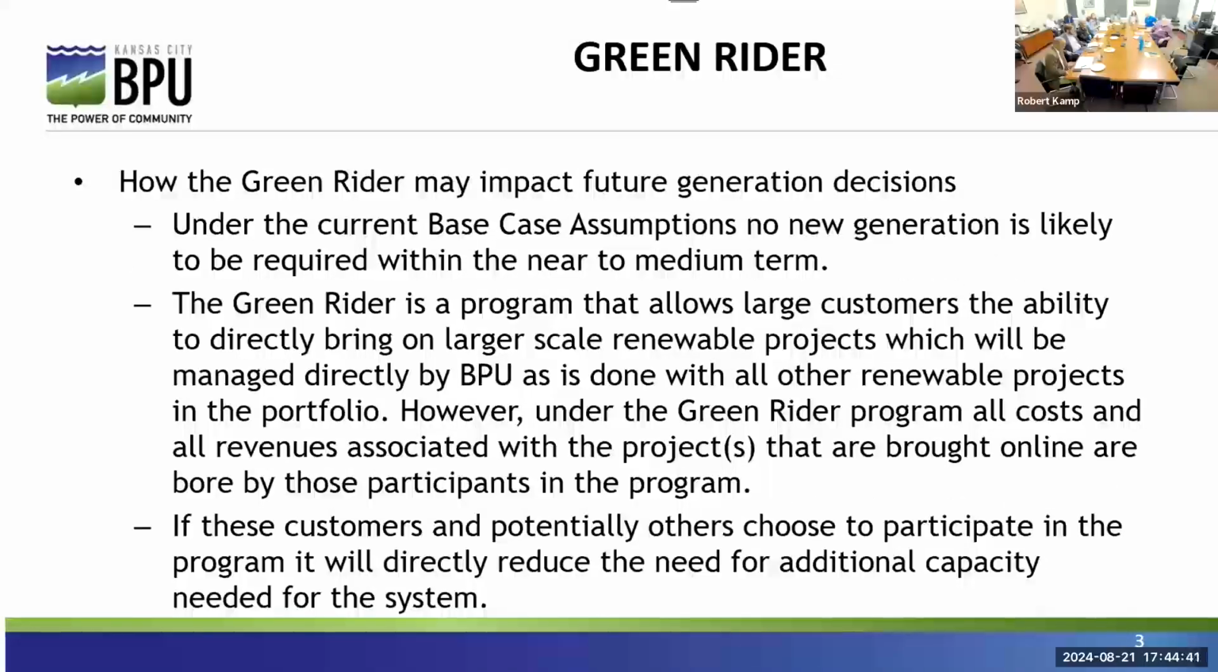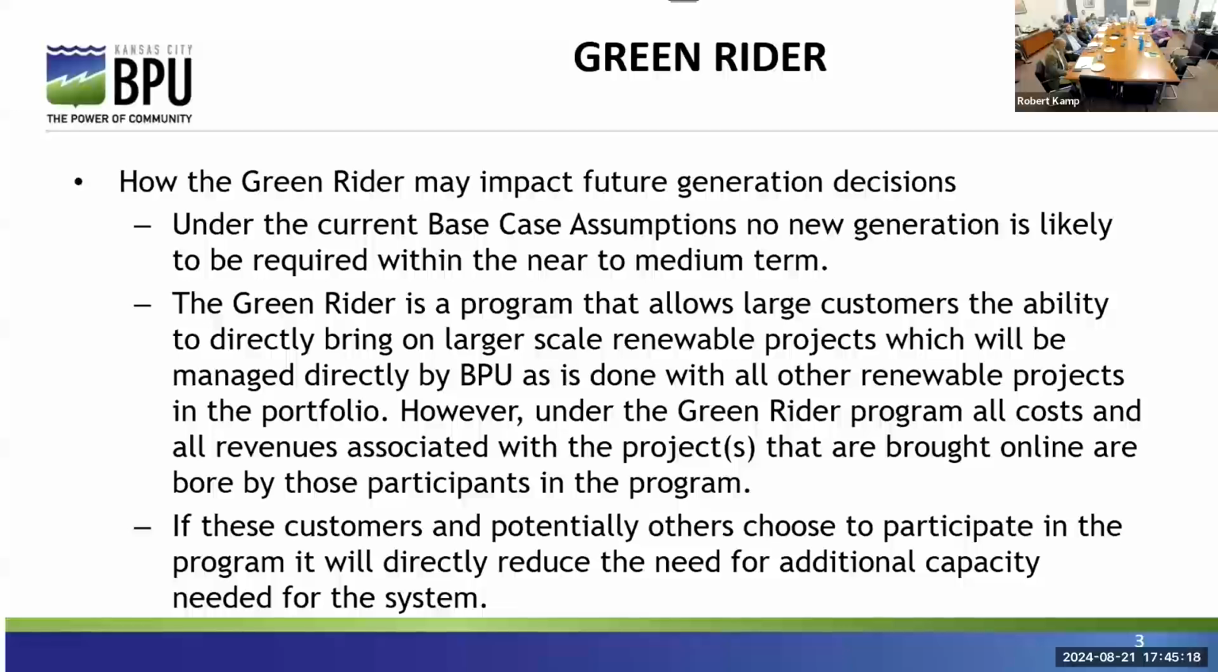So, how the Green Rider may impact future generation decisions. It's really under the current base case assumptions, we don't expect any new generation likely to be required in the near to medium term. As you've seen, we had paper capacity really filling out that term out to 2038. But the Green Rider is really a program that allows large customers the ability to bring on new renewables into the system. And really all the costs and all the revenues associated with those projects that are brought online are borne by those participants in the program directly.